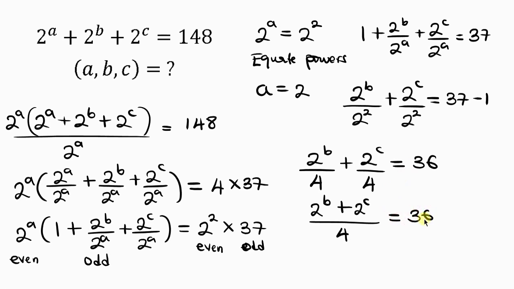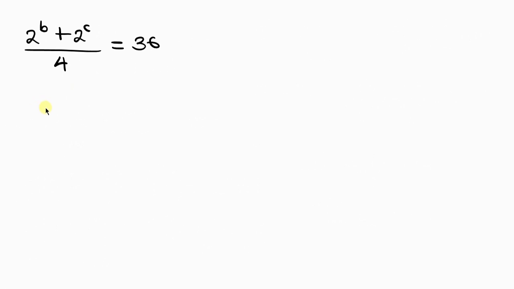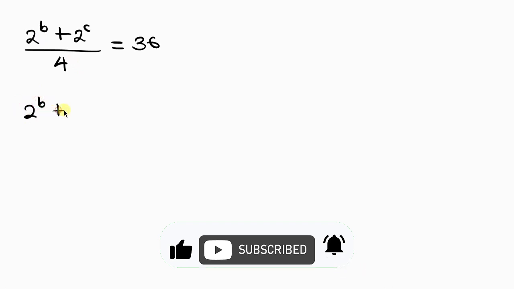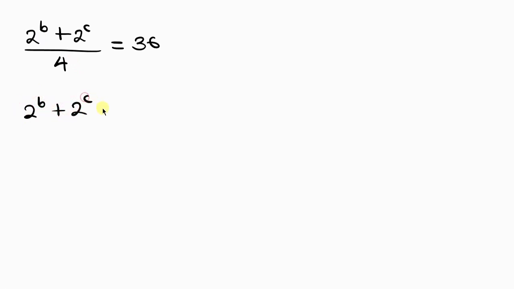Let's continue on the next slide. Our next step will be for us to cross multiply so that we have 2 to the B plus 2 to the C equal to 4 times 36. So 4 times 36.